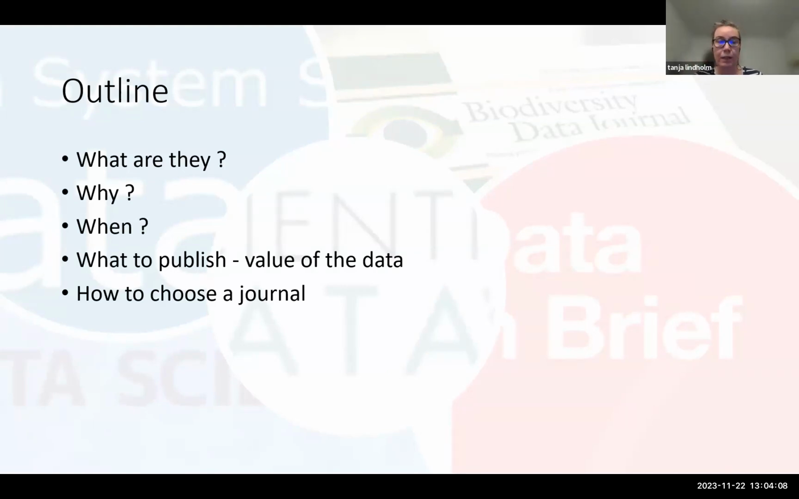Of course, if you have something emerging and you are in a rush, we can take questions in between. I'm going to cover what data papers are, why, touch a bit on the topic of when, talk a little bit about the value of the data, and then how to choose, the different aspects of choosing a journal.